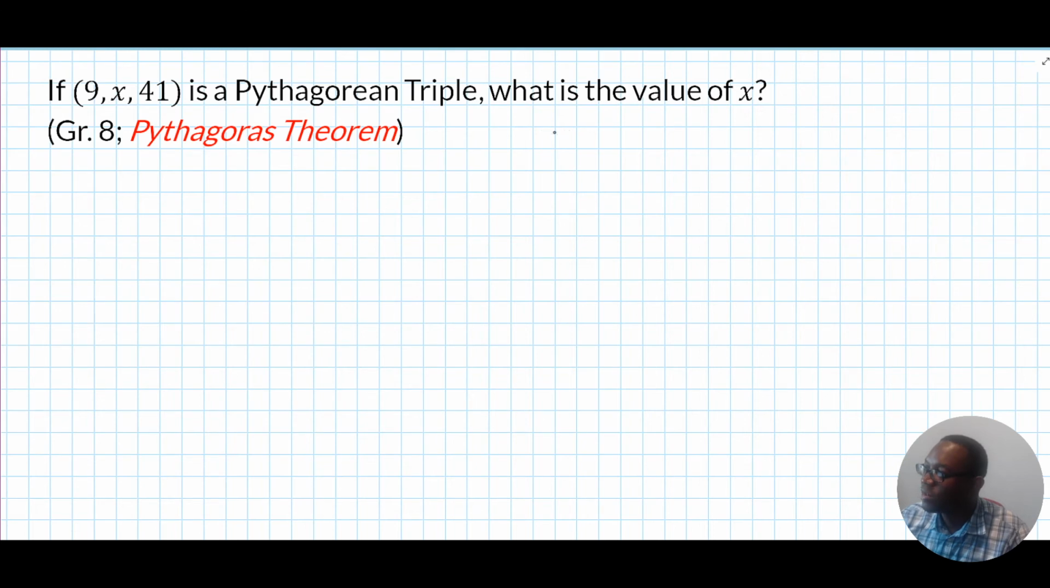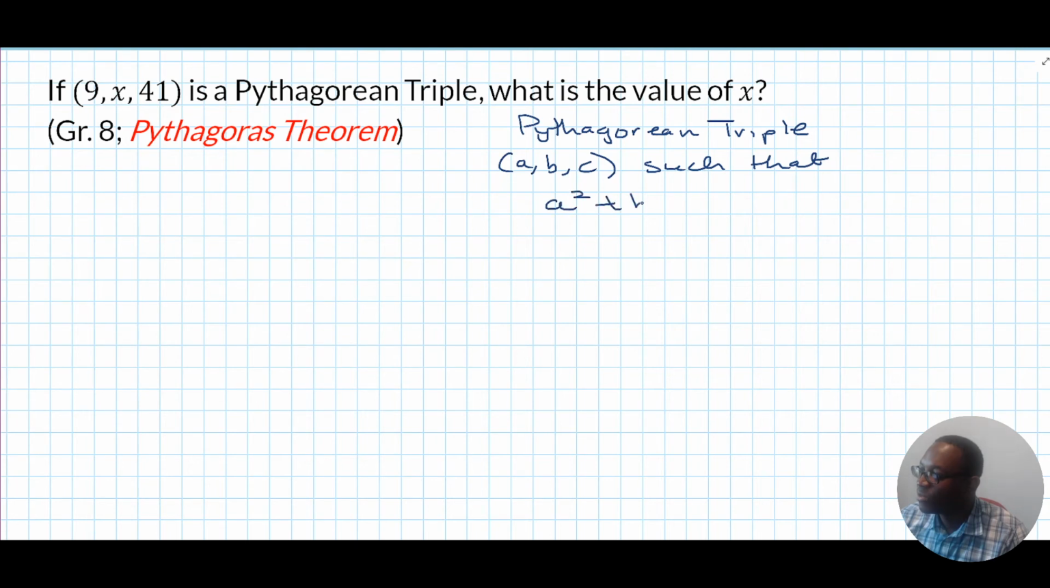So let me show you something here. A Pythagorean triple is a set of numbers a, b, c such that a squared plus b squared is equal to c squared. With our set of numbers here, what this simply means is 9 squared plus x squared is equal to 41 squared. And we need to find the value of x.